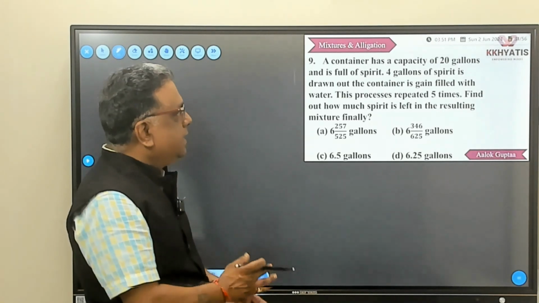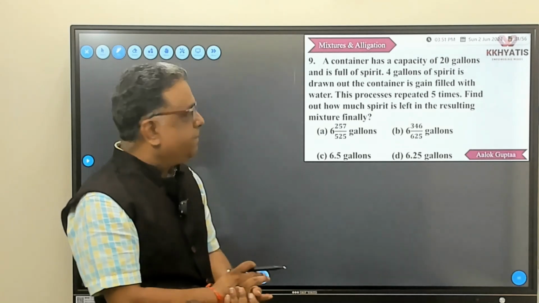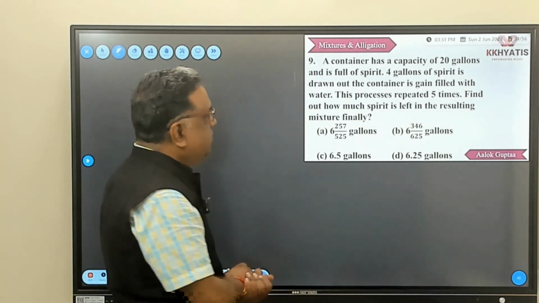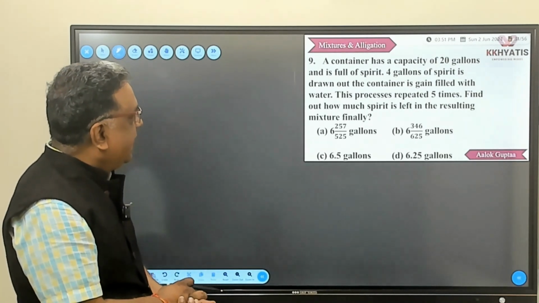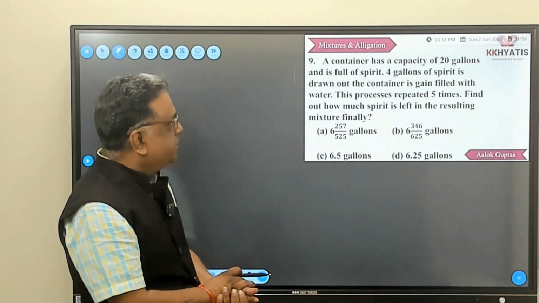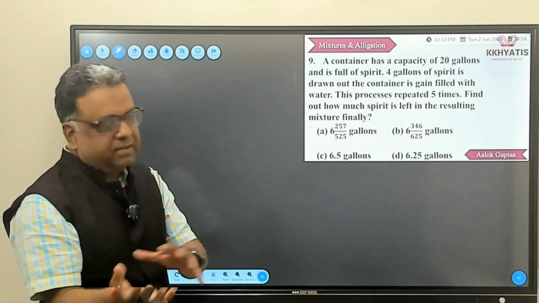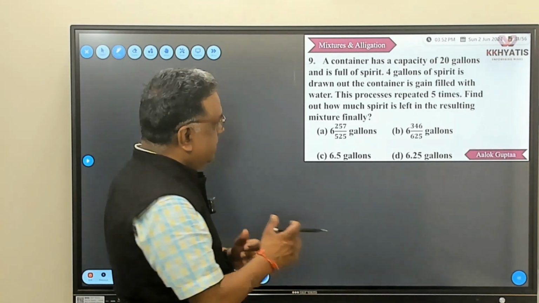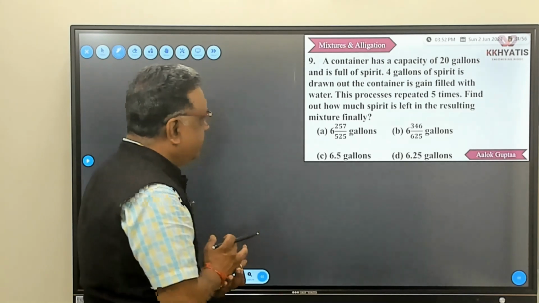A container has a capacity of 20 gallons and it is full of spirit. 4 gallons of spirit is drawn out from the container and it is filled with water, which means 4 gallons are taken out of spirit and they are replaced by water. This process is repeated 5 times. Find out how much spirit is left in the resulting mixture finally.